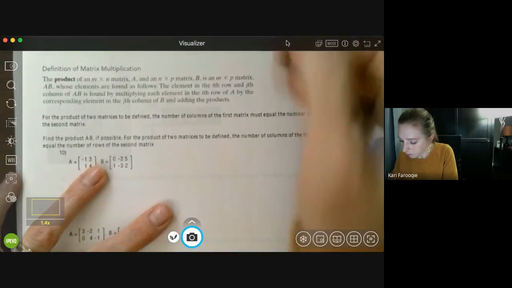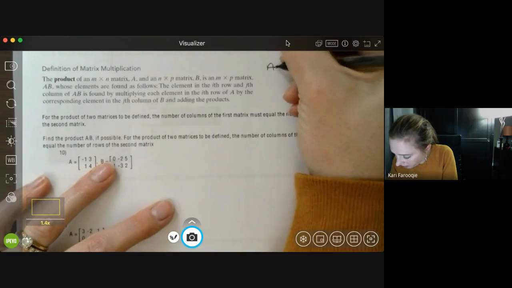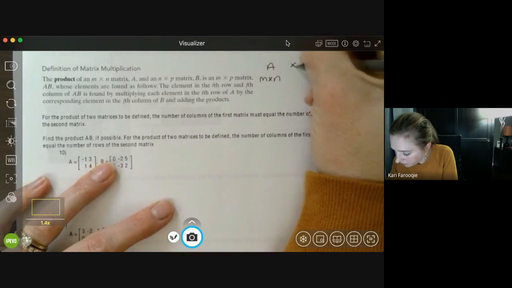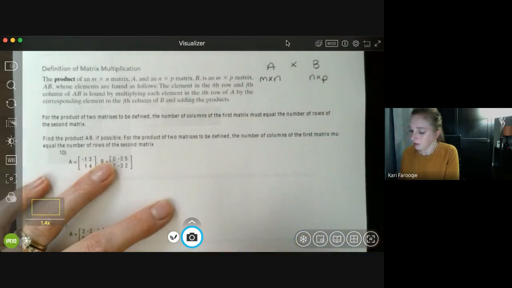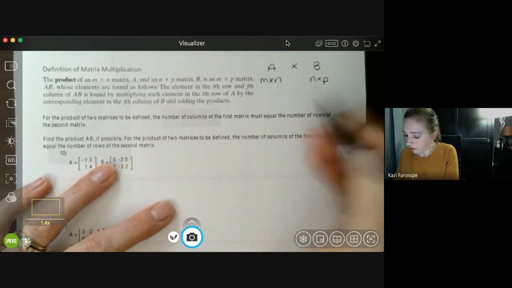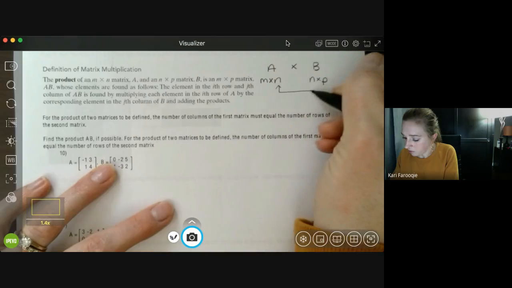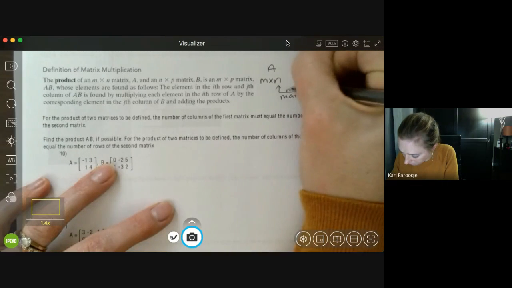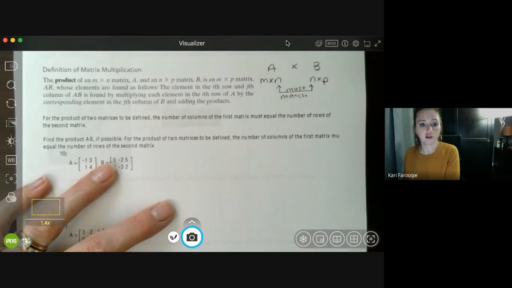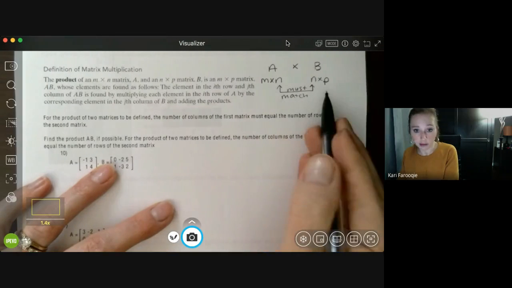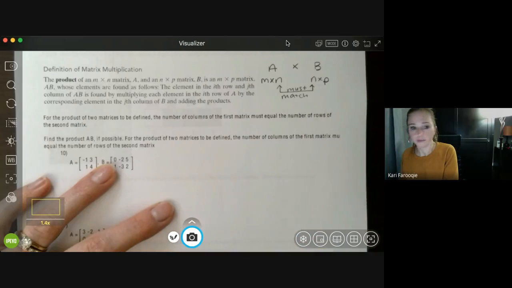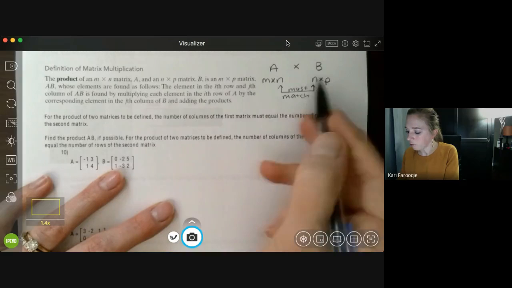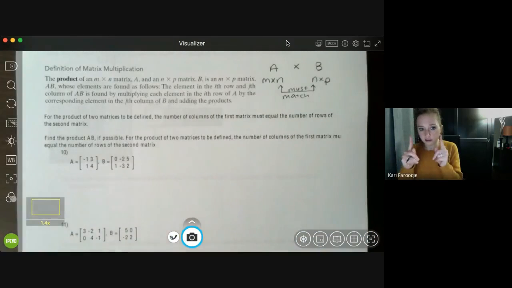So if you're thinking about what that means, you're taking matrix A, which is m by n, and you're multiplying it by matrix B, which is n by p. In order to multiply two matrices together, it must be the case that these two inner numbers match. So these two inner values, whatever they are, must match. That's very important. So before you multiply the matrices, you might want to go ahead and write out their orders so that you can verify that these inside values match.